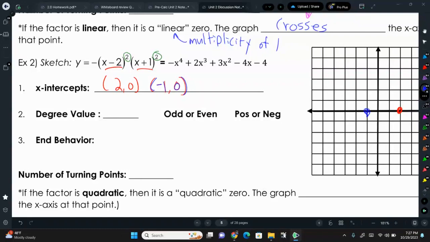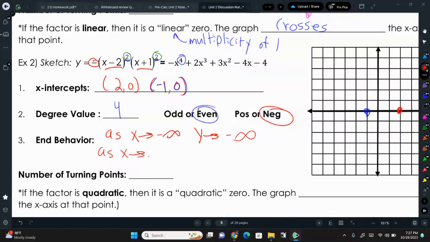And our degree is 4 because 2 plus 2 is 4, and I also wrote it out in standard form there, which means we have an even degree. Our leading coefficient is negative, so that means both ends are going to go down. So as x approaches negative infinity, y approaches negative infinity, and as x approaches positive infinity, y also approaches negative infinity. So both sides are going to go down.